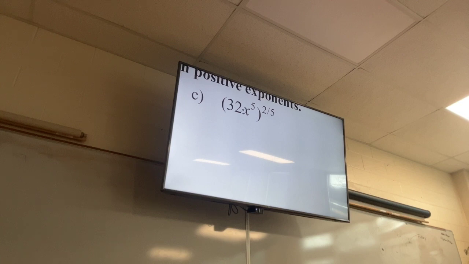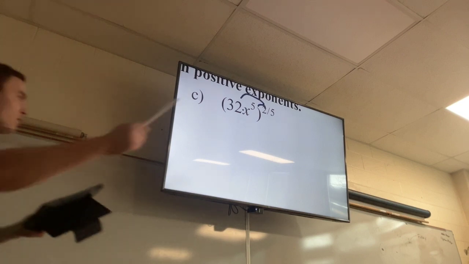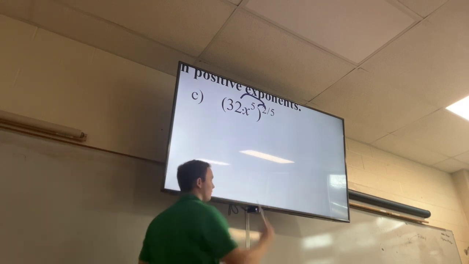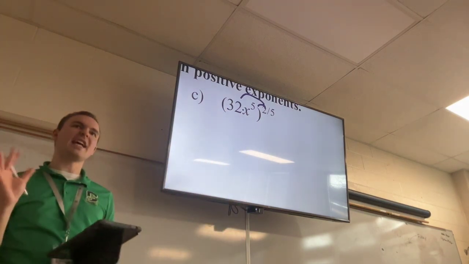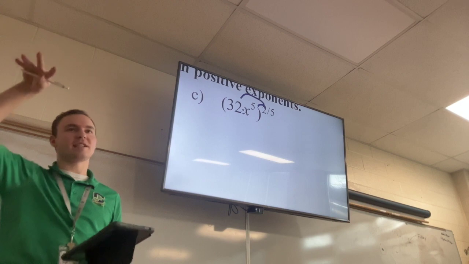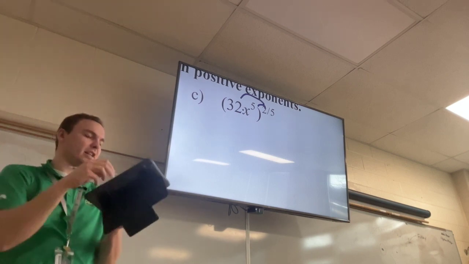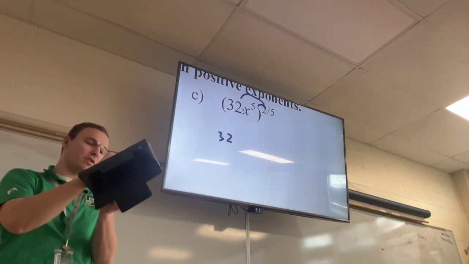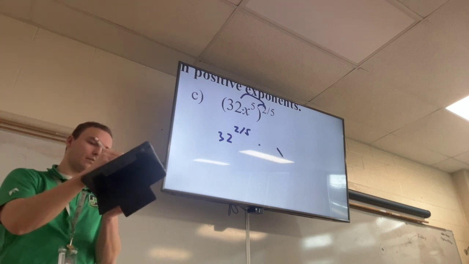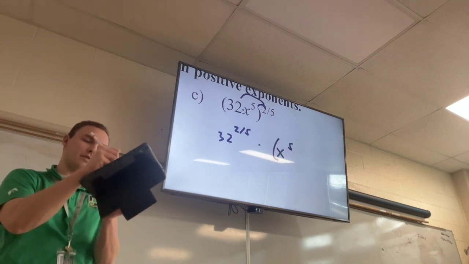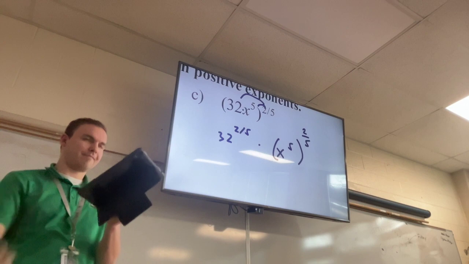So I want to distribute that 2/5, and I can do that because there's a multiplication symbol here. If there's a multiplication or division, you can distribute the exponent. You can't do that if it's a plus or minus. So I'm going to have 32 to the 2/5 times x to the 5th to the 2/5. Okay?